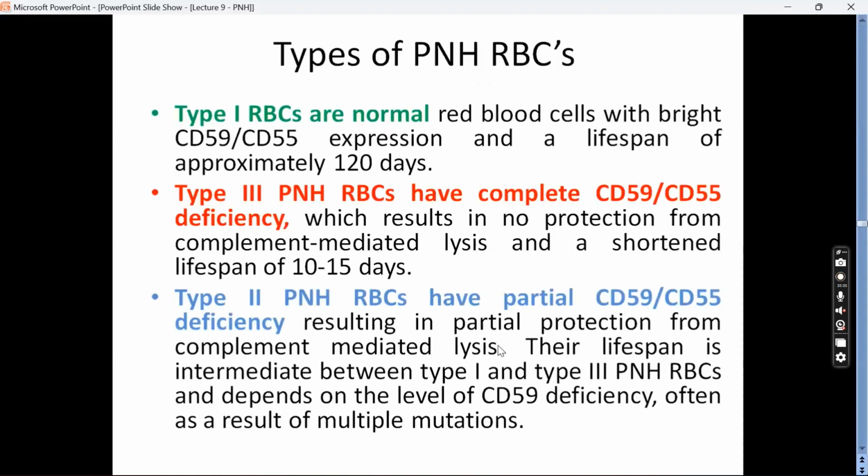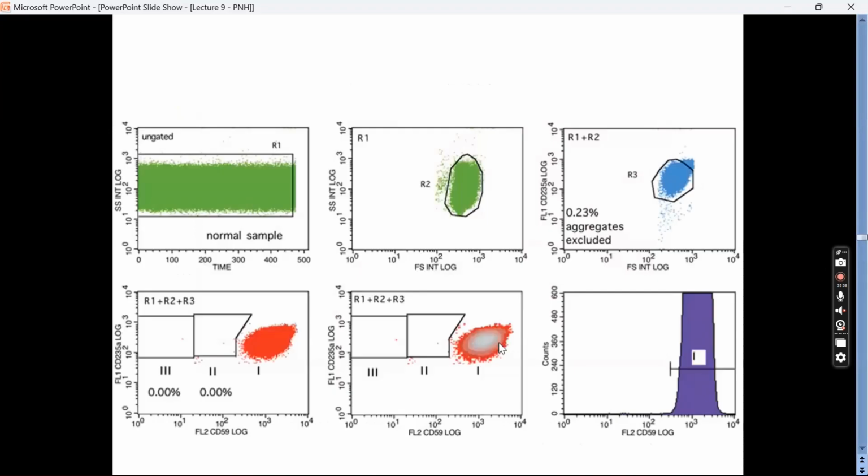Now I'll show you. See, this is the time for stable acquisition, and then in forward scatter and side scatter, you can see the cluster of RBCs.